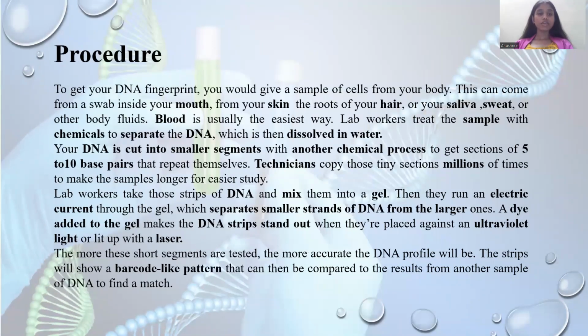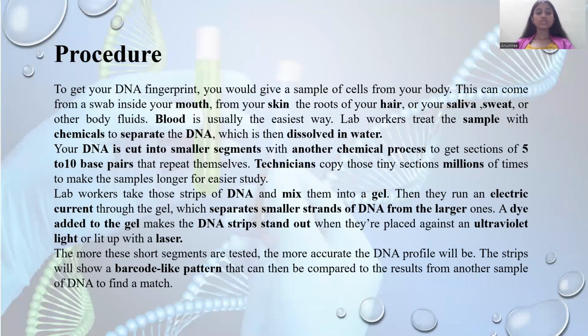Procedure. To get your DNA fingerprint, you'd give a sample of cells from your body. This can come from a swab inside your mouth, your skin, the roots of your hair, or your saliva, sweat, or other body fluids. Blood is usually the easiest way. Lab workers treat this sample with chemicals to separate the DNA, which is then dissolved in water.